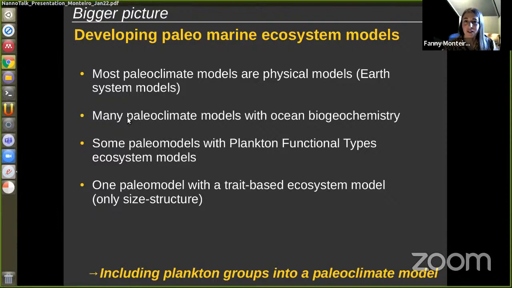Many of those models do have some ocean biogeochemistry, so people start doing the coupling with the carbon cycle or the nutrient cycles, but only a few have an ecosystem, and it's only some that have plankton functional type ecosystem models, which are based on modern cultured species. And it's only in my group that we developed the first paleoclimate model with a trait-based ecosystem model, which we think is the relevant way to look at paleoclimate.